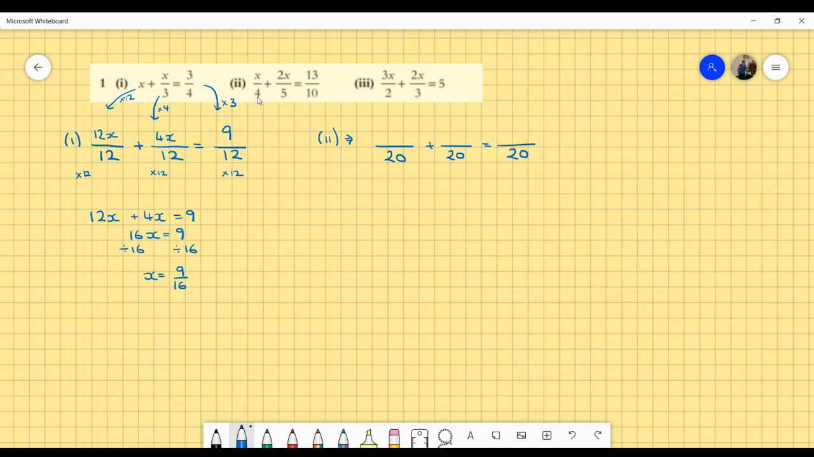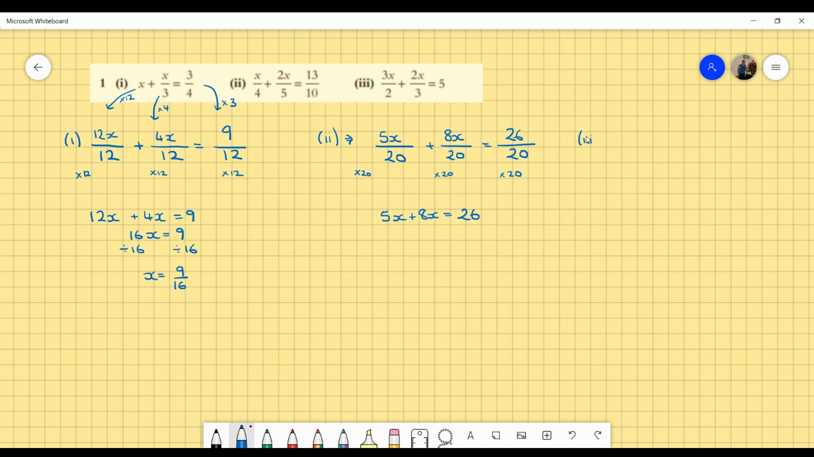So for this fraction, I've multiplied by 5. So if I do that to the top, I'll end up with 5x. For the second one, I've multiplied by 4. So if I do that to the top, I'll have 8x. And the last one, I've multiplied by 2, so I'll get 26. So in theory, I'm multiplying everything through by 20. And therefore, I've got 5x plus 8x equals 26. And then I'm going to let you finish off and solve it from that point.